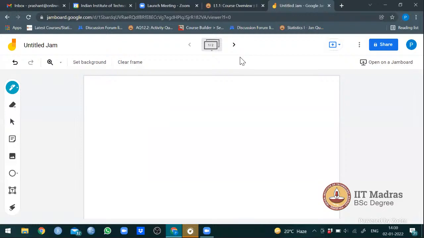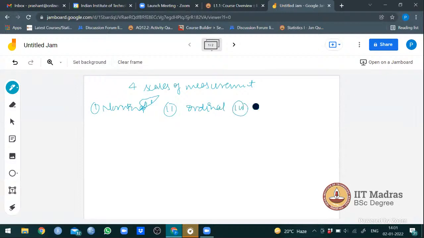See, we generally have 4 scales of measurement. First one is nominal, second one is ordinal, third one is interval, and fourth one is ratio.